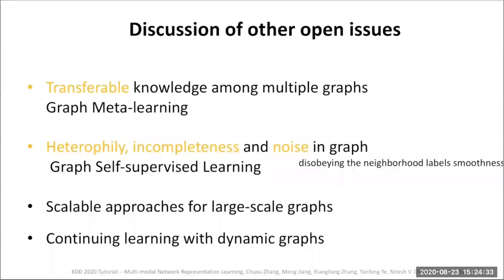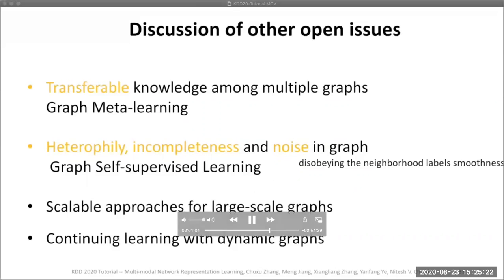And the second issue is heterophily, incompleteness, and noise in the graph. So we know that in some graphs, the labels may not be smooth among the neighbors. For example, in a social dating network, males are more likely connected with females, and if we do gender classification, we may not have this label smoothness in the neighborhood. And we may have missing links, and we may have noisy links in the graph. If we rely on only the classification labels to do the graph embedding, we may not have the features learned correctly for the nodes. And it will be interesting to have self-supervised learning for the graphs.